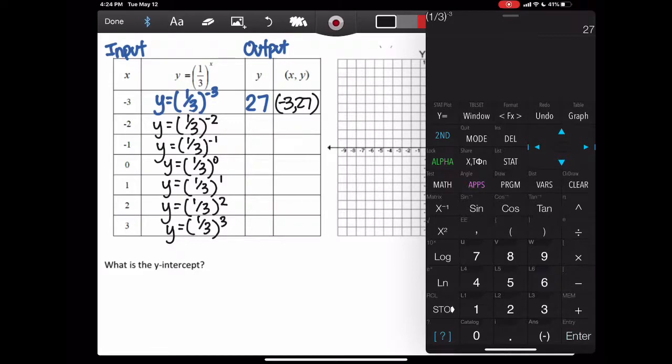Okay. You can continue to do these the exact same way that I just taught you, by doing parentheses 1 divided by 3, all raised to the -2nd power. That's going to give you 9. And now I have an ordered pair of -2, 9. Then 1 divided by 3, all raised to the -1 power. Hit enter.